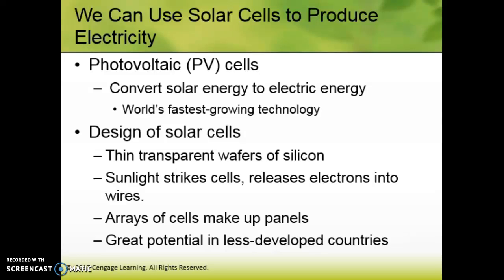So a solar cell, sometimes called a PV cell, a photovoltaic cell, is going to convert that solar energy into electric energy. That's what we think of when we think of solar energy. We think about a solar park or solar panels or something like that. We're talking about a bunch of these photovoltaic cells crammed together. We get thin wafers of silicon. Silicon is important because it's a semiconductor. The sunlight strikes the cell, releasing electrons into the wires.